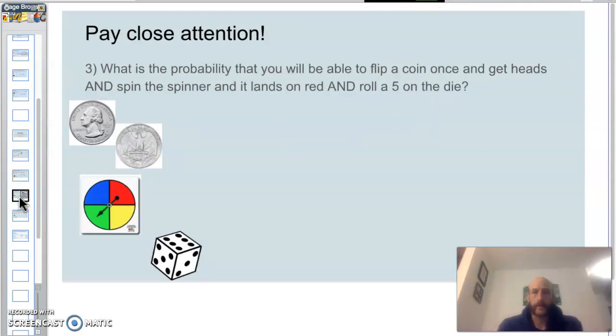Okay, this one is a challenge because there are 3 things that are happening. What is the probability that you will be able to flip a coin once and get a heads, and spin the spinner and get a red, and then roll a 5 on the die? This problem is not any different than the other ones. We just have 3 things instead of 2. So I want you to pause the video, try this one on your own, and when you're done, push play so you can see how to do this problem and check your work.